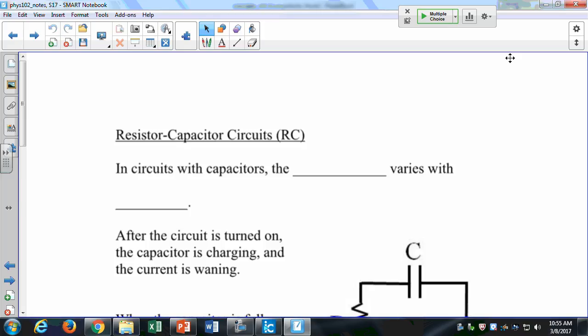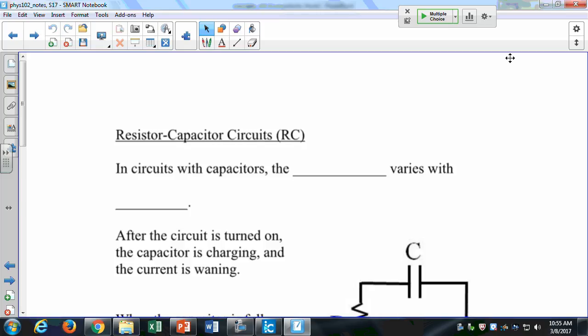So this is sort of the next big thing that we see with the use for capacitors. Really, the primary use for capacitors is to store energy. I think you might even have a question on your test like that. But the primary purpose for capacitors is to store energy.